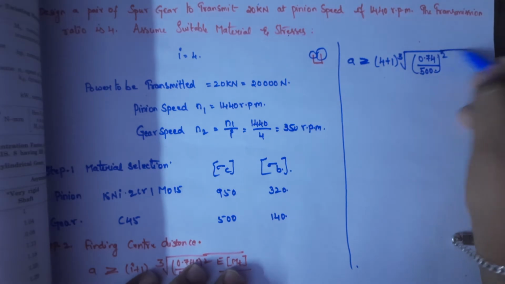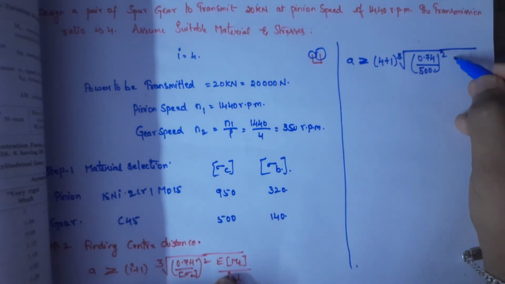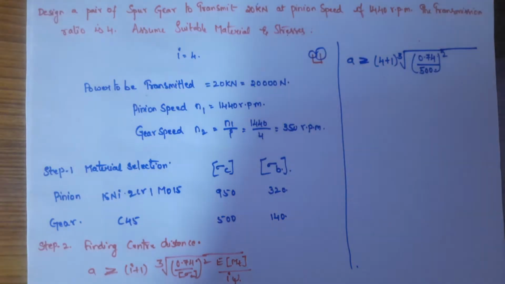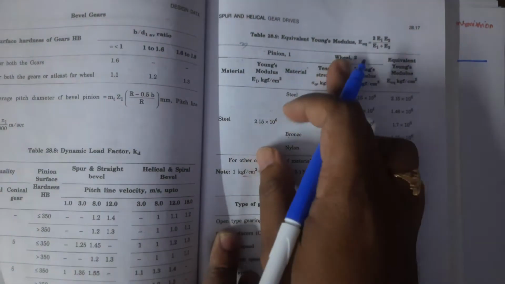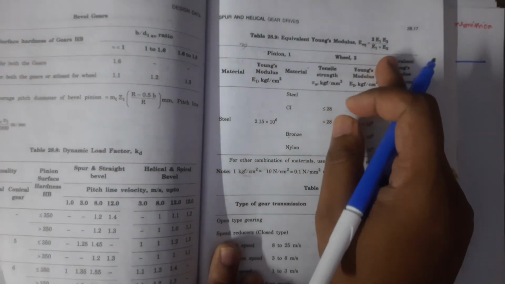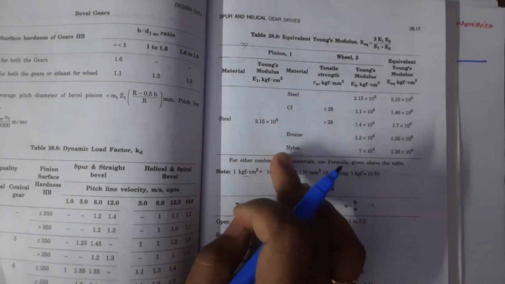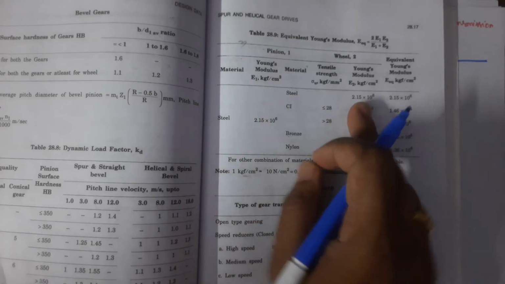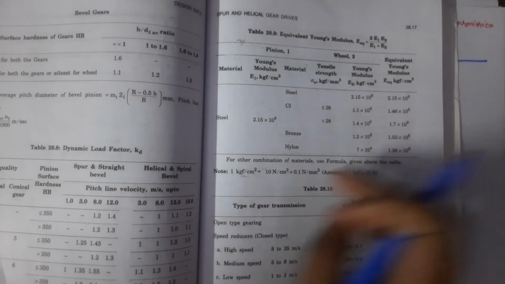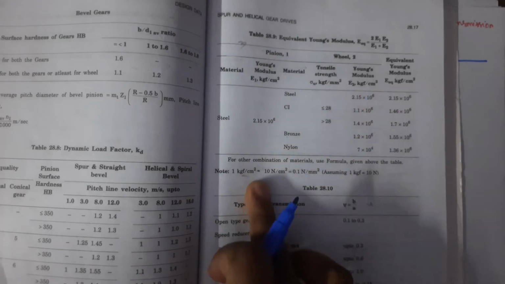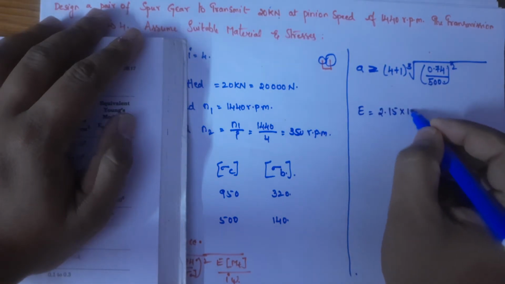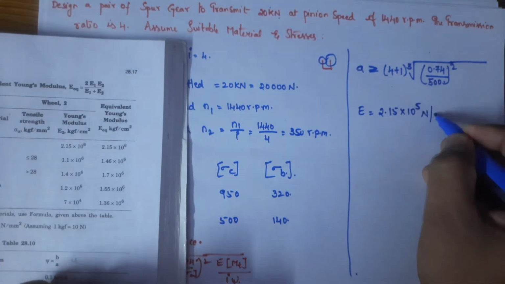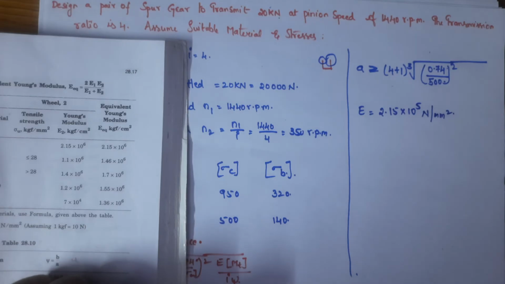Later we are going to calculate the E value, the Young's modulus value. The Young's modulus value can be found from page number 28.17, where you can find the equivalent Young's modulus from the formula. Both nickel and chromium come under steel itself, so we are going to take the value of 2.15 into 10 to the power of 6 kgf per centimeter square. After conversion, E is equal to 2.15 into 10 to the power of 5 Newton per mm square. This is the value that I have got.